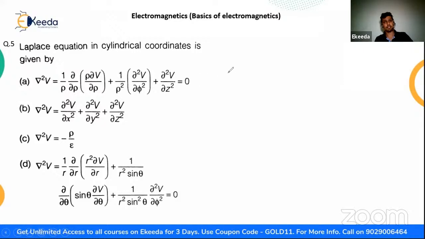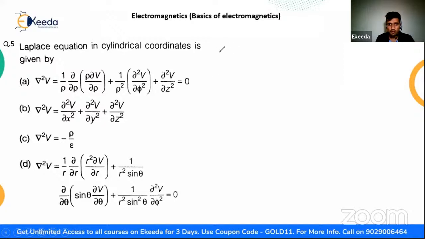Laplace equation in cylindrical coordinates is given by. So I would like to tell you regarding this, that if you know this, then this is a direct question and direct answer. If you remember this, fine. If you don't remember this, then just try to remember it by some logic or by some derivation. So I would like to do some basics, how it is derived.